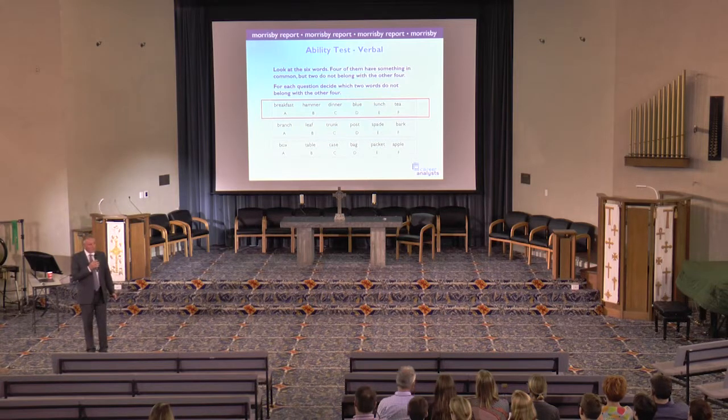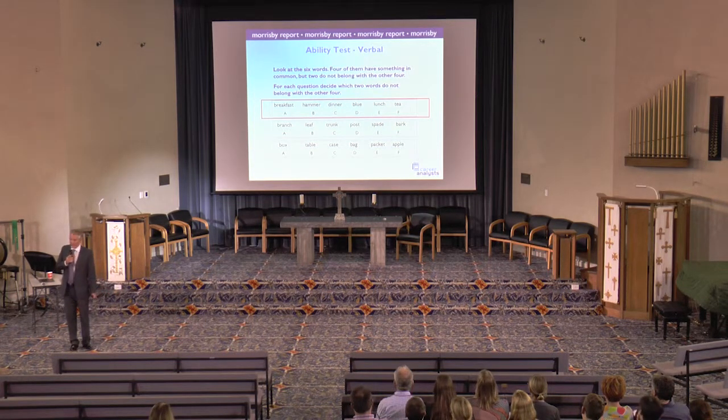Here's an example of one of 2 of a verbal reasoning test. These were both 8-minute tests. The sample questions outlined in red, there are 6 words, 4 form a category and 2 don't fit in. The task is to work out which 2 don't fit in. And here, hammer and blue aren't food types.